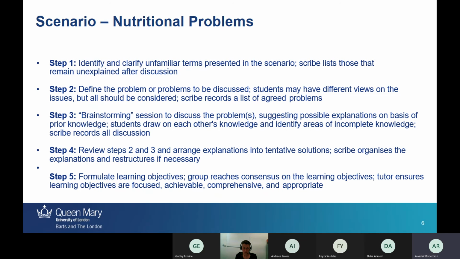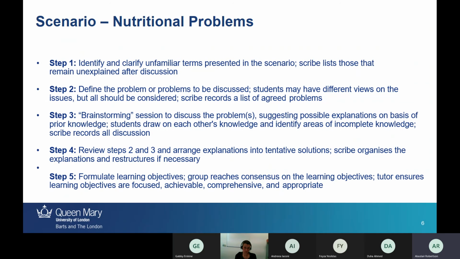read the scenario, define the problem, or it could be several problems to be discussed. This is a sort of thing where, depending on the scenario, some students will have different views on the issues. Everyone should be considered, and then the scribe would record all the list of the agreed problems. So after that, there is a brainstorming session to discuss the problems, suggesting possible explanations on the basis of prior knowledge.